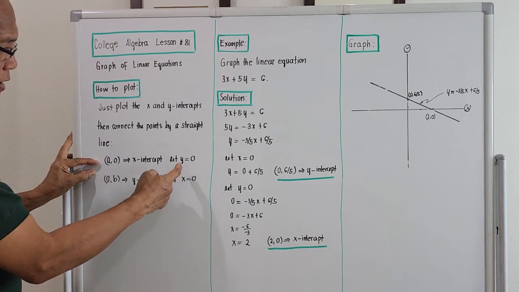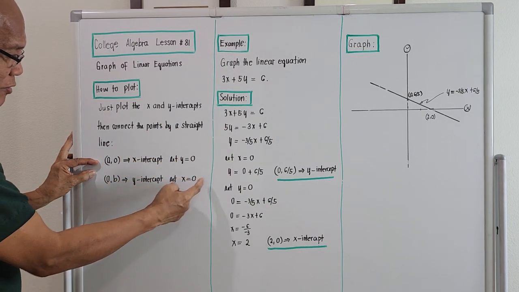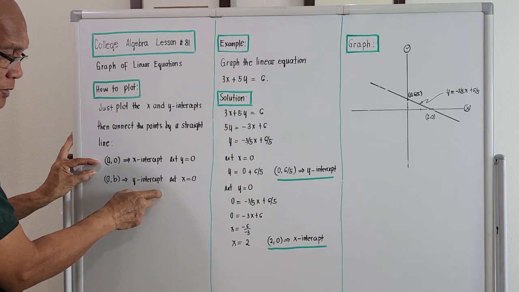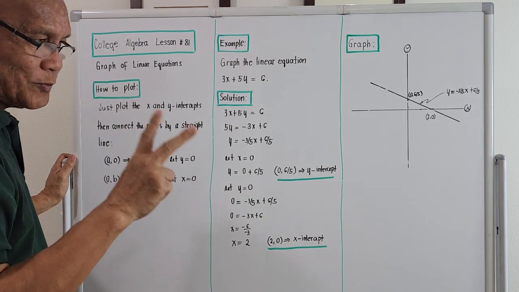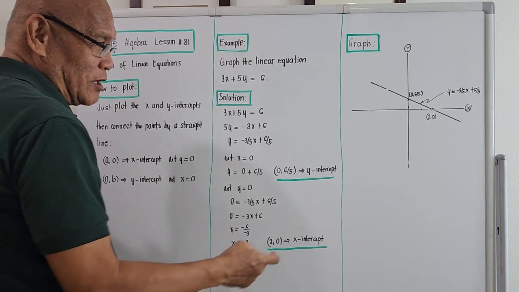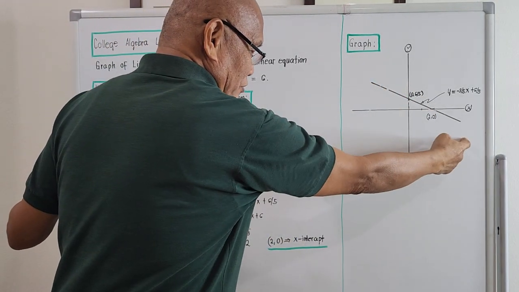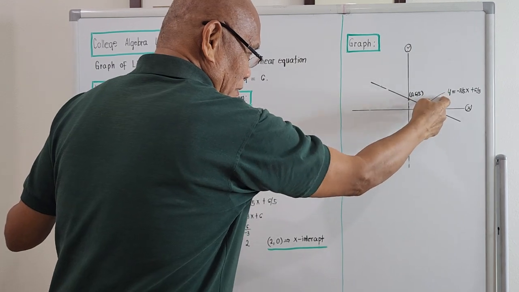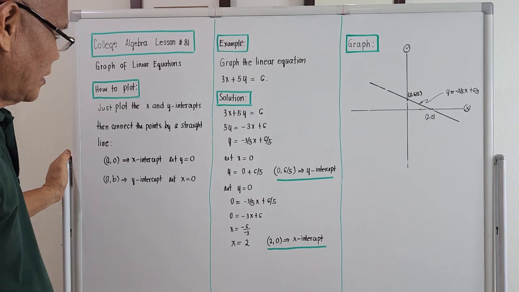First one, we set y equal to 0, and we compute for the x-intercept. Next one, we set x equal to 0, and we compute for the y-intercept. And to plot a straight line, only 2 points are needed. It will just be simply the y-intercept and the x-intercept, then connected by a straight edge, and that will be the required graph of the given linear equation.